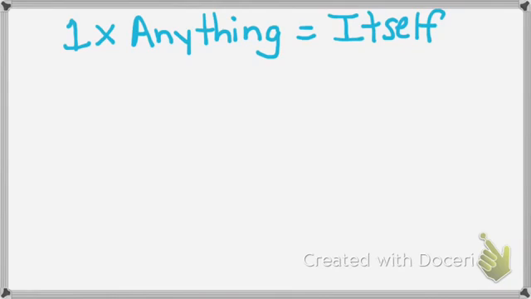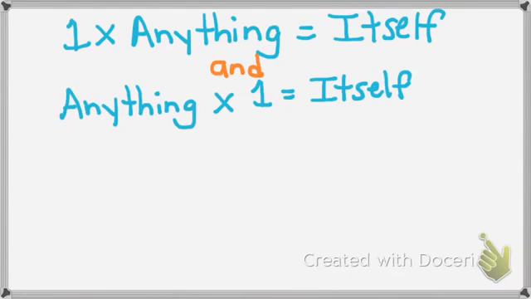And the first fact for today's lesson says, 1 times anything equals itself. This comes from the identity property of multiplication. 1 times anything equals itself. Or, conversely, the opposite is true as well. Anything times 1 equals itself. So let's see how this works.